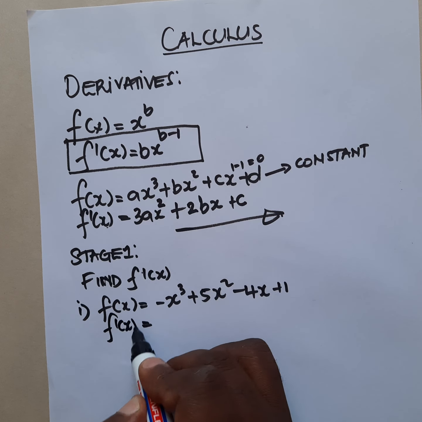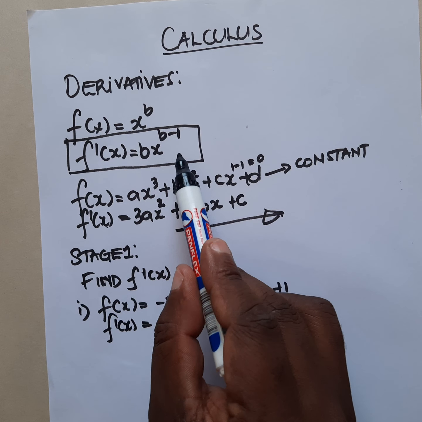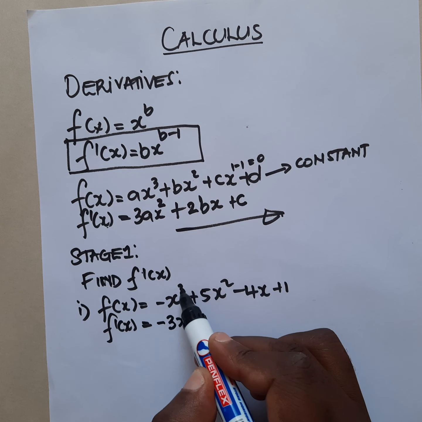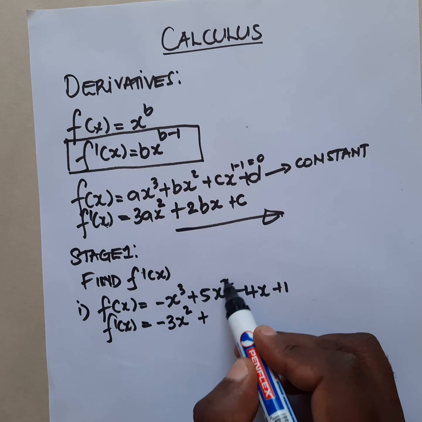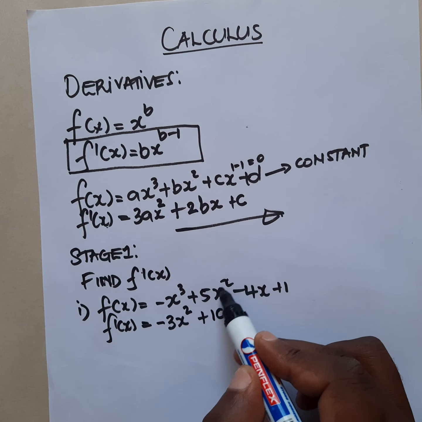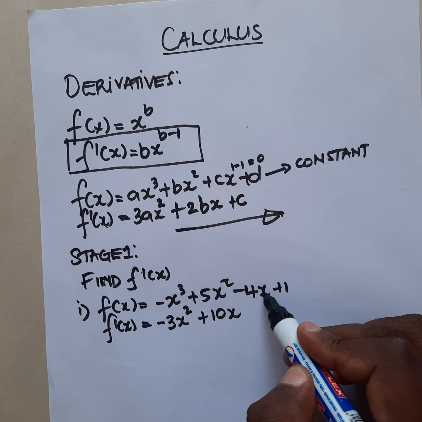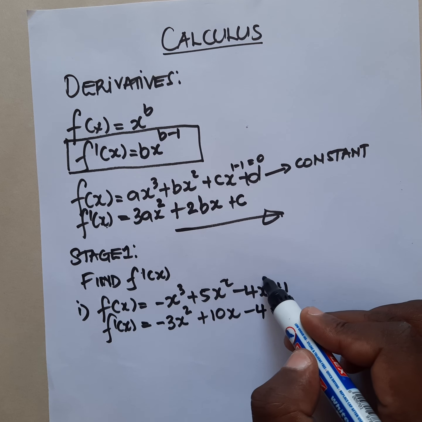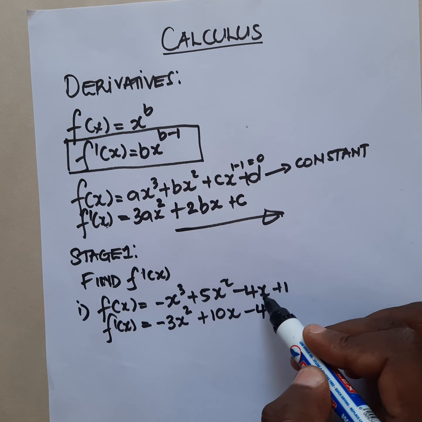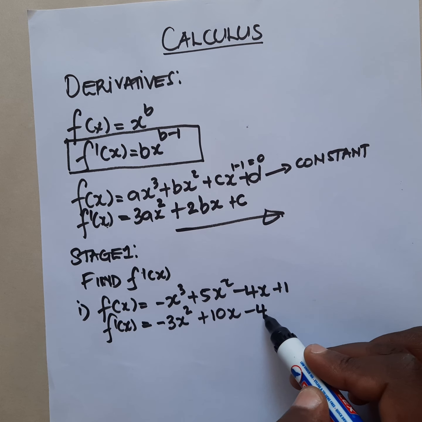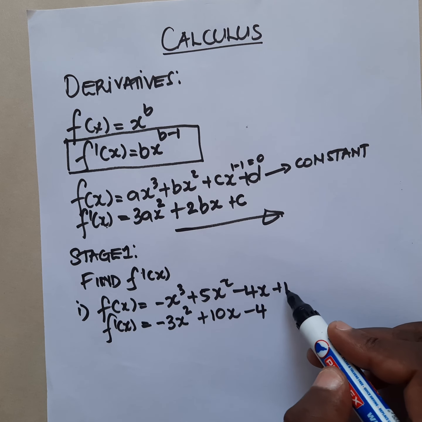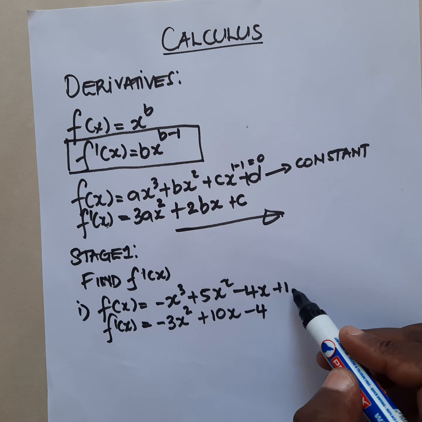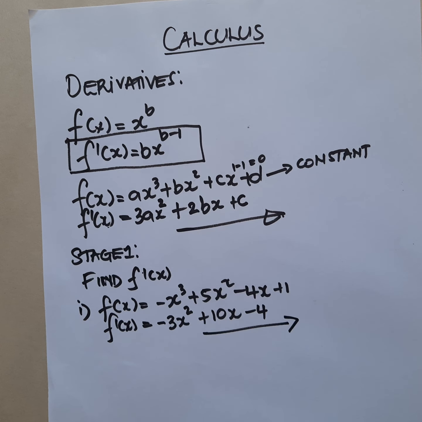Okay, we have to follow the rule of differentiation, guys, please. 3 times negative 1, it's negative 3. 3 minus 1, it's 2. 2 times 5 is 10. 2 minus 1, it's 1. Okay, here the exponent of x is 1. 1 times negative 4, it's negative 4. 1 minus 1, it's 0. x to the power 0, it's 1. 1 times negative 4, it's negative 4. And then we have positive 1 here. So positive 1 is a constant, and the derivative of a constant is 0. So this is the final answer.